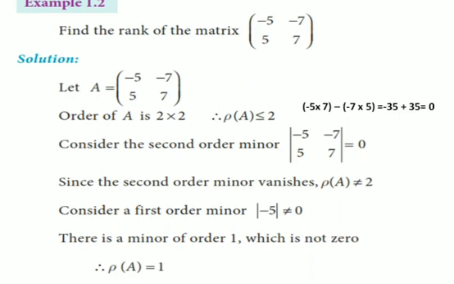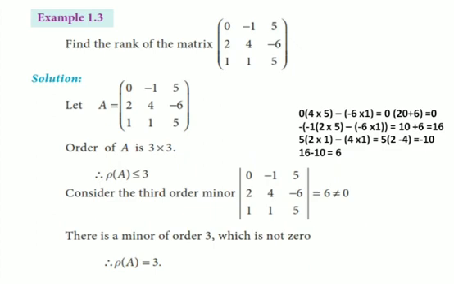Then you go on to the next order. Consider the first order minor. If it is one order, you take one row, one column, so you take only minus 5. Minus 5 is not equal to 0. So there is a minor of order 1 which is not 0. Therefore, the rank of A equals 1.